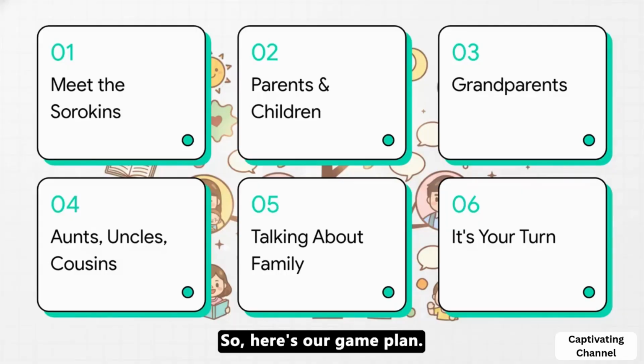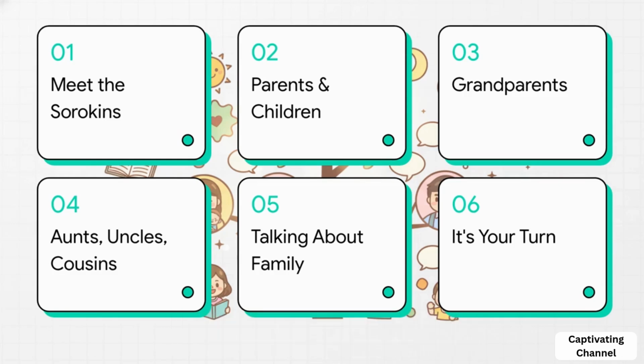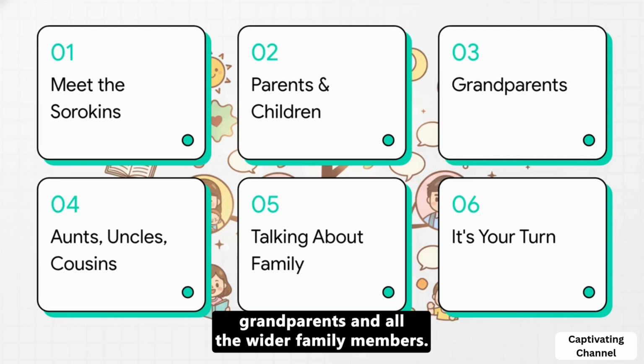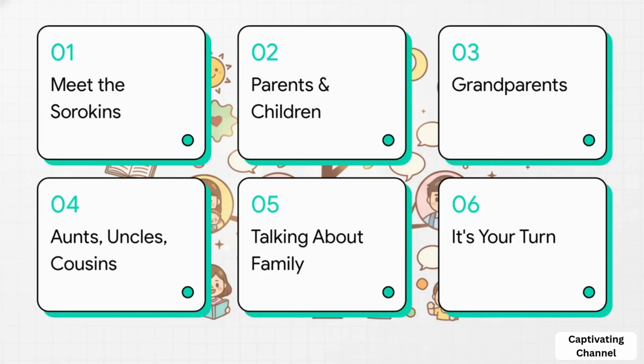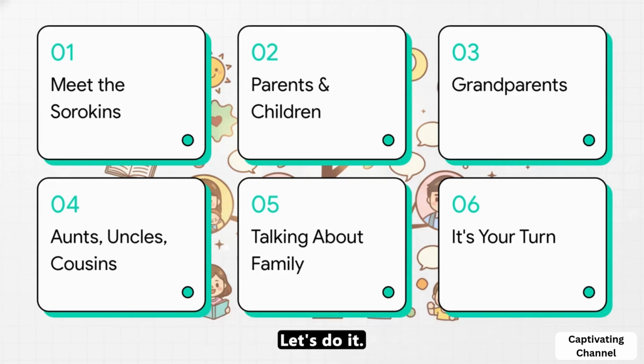So, here's our game plan. First, we're going to meet an example family, the Sorokins. Then, we'll break down the words for parents, children, grandparents, and all the wider family members. After that, we'll see how to actually use these words when you're talking to someone. And finally, it's your turn to practice. Sound good? Let's do it.